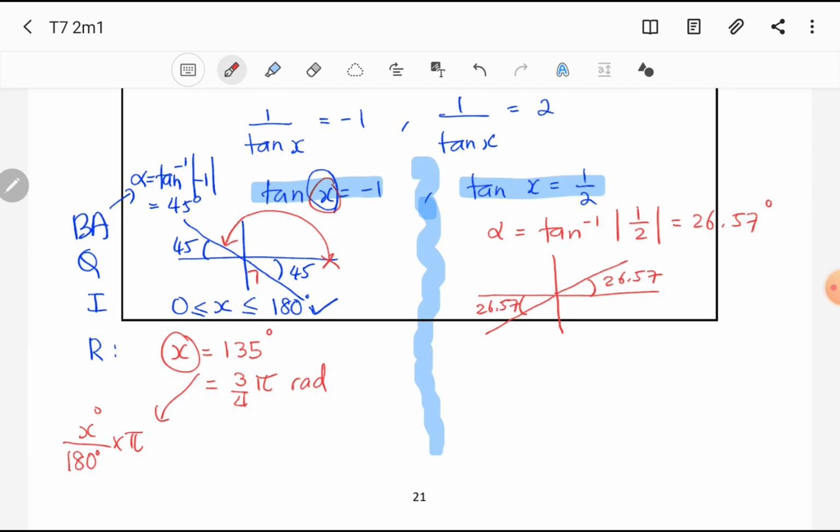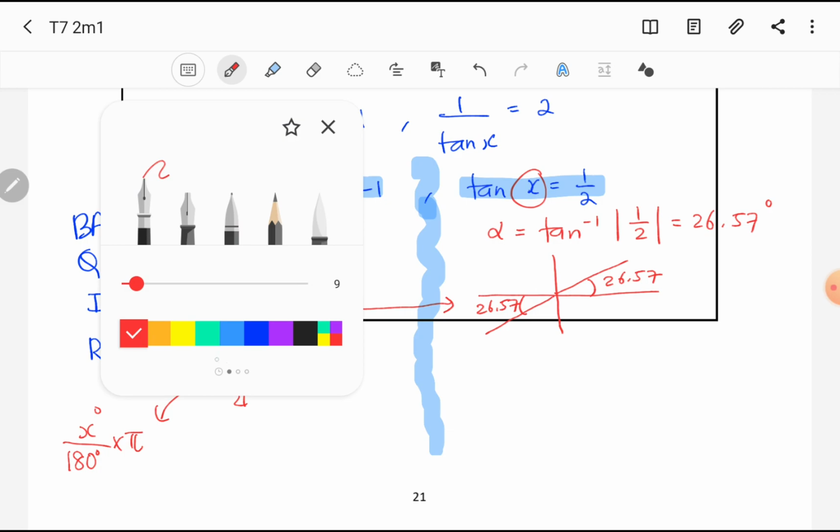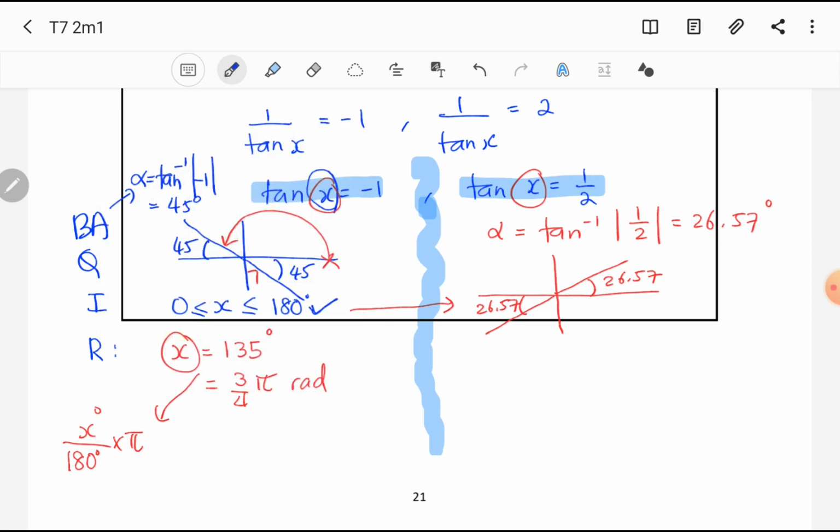26.57. Okay. So, now dia punya range dia pun sama lah, sebab dia soalan yang sama juga. X juga. Okay, ni kita nak cari X. So, range dia for X is from 0 until 180 degrees. Okay, so now it's the time untuk kita rotate.